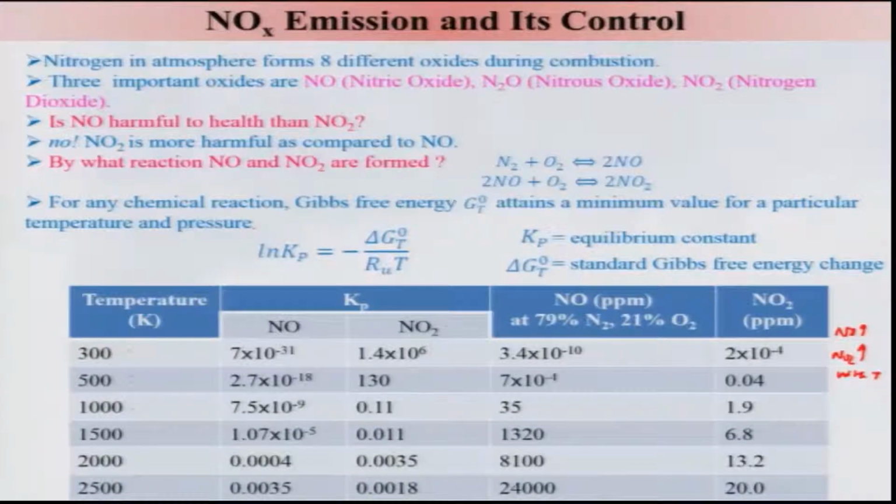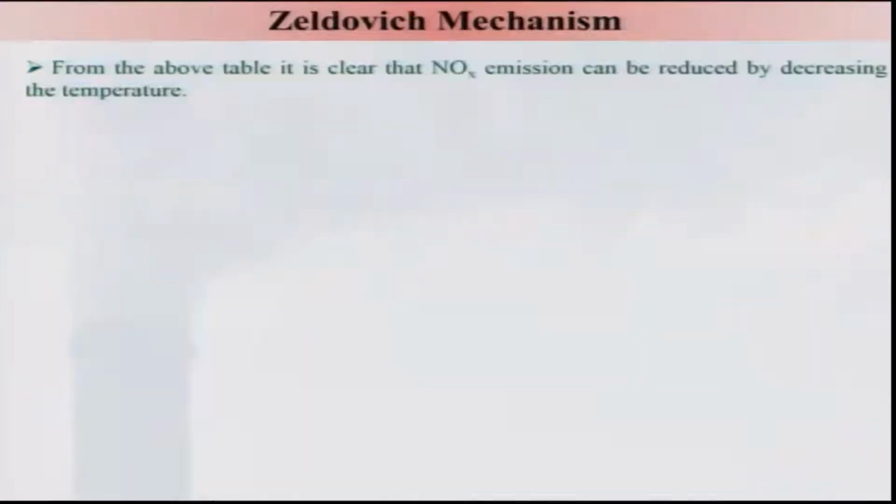That means it is basically dependent on temperature, from the equilibrium point of view, and therefore one can get the clue that NOx emission can be reduced by decreasing the temperature, particularly when we are using air as a medium.